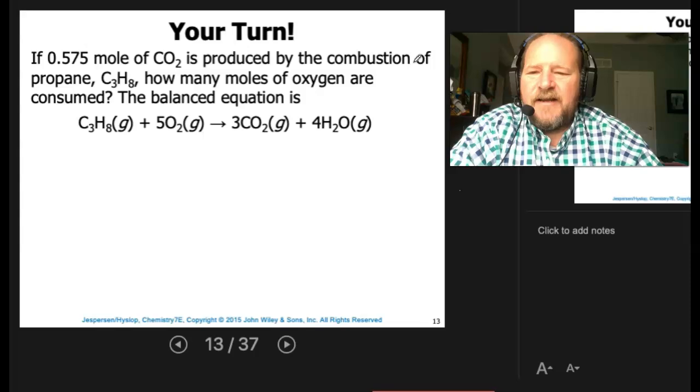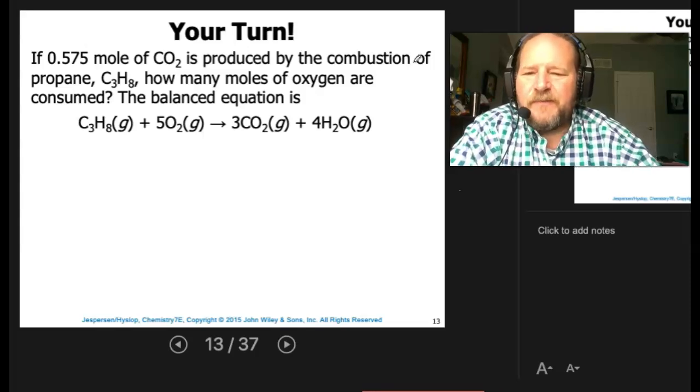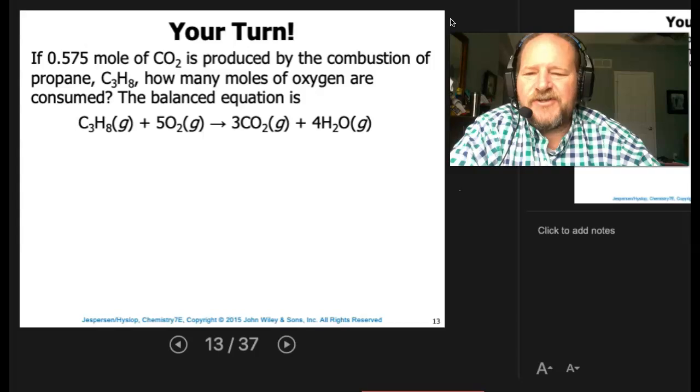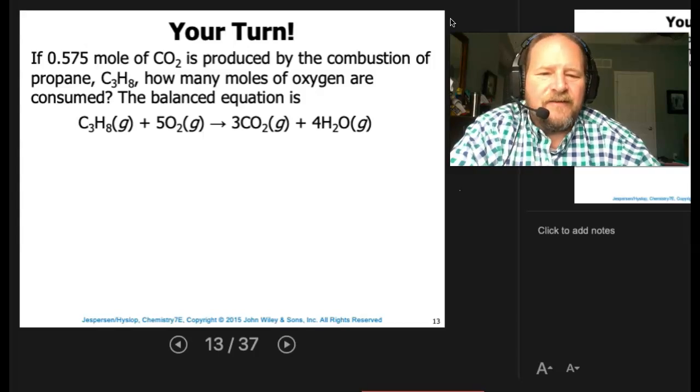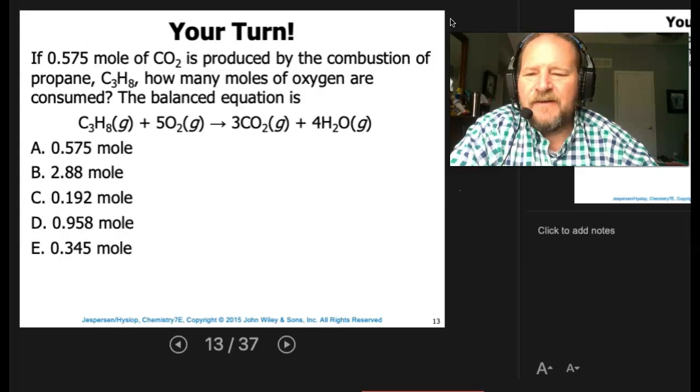Let's see. If 0.575 moles of CO2 are produced by the combustion of propane, C3H8, how many moles of oxygen are consumed? The balanced equation is given. Now, the other thing you got to remember is on a test, I probably will not be balancing your equations for you. So the first thing you're going to have to do is balance that equation. Now, it's already done for us here, but be prepared for that on the test. Sometimes you'll have to balance it before you can do anything else.